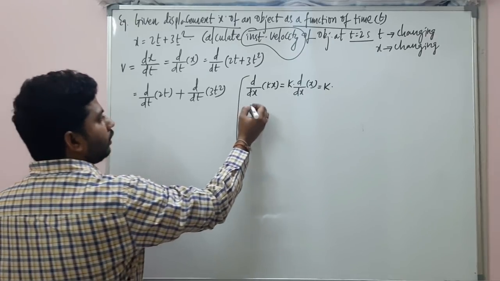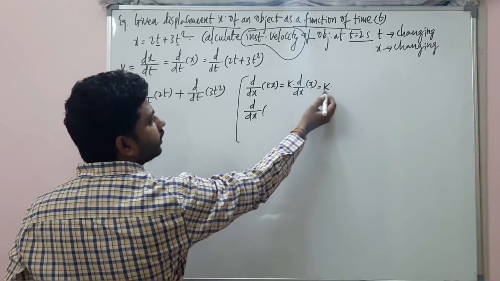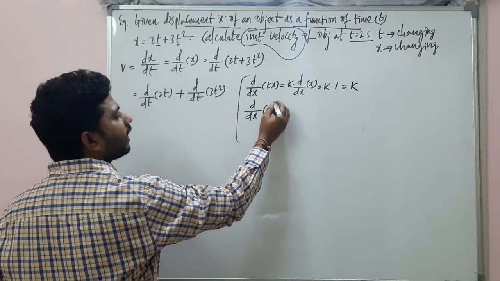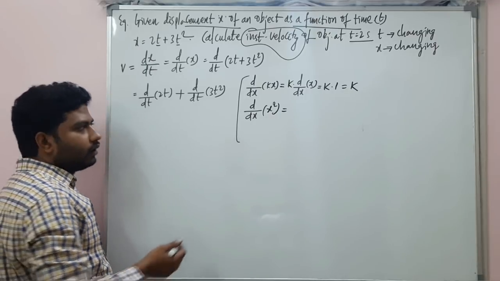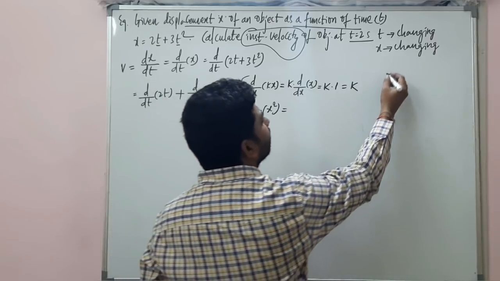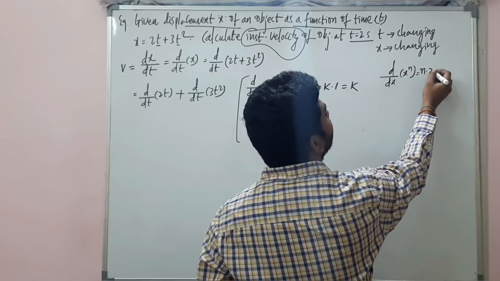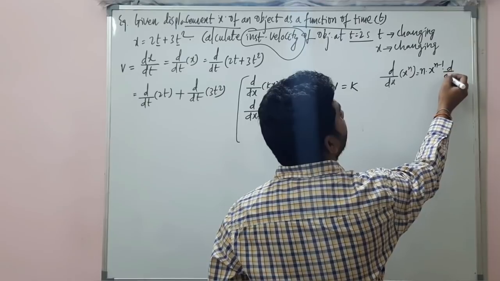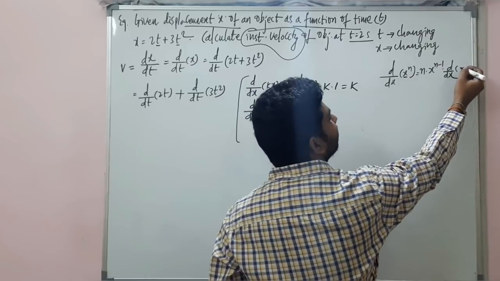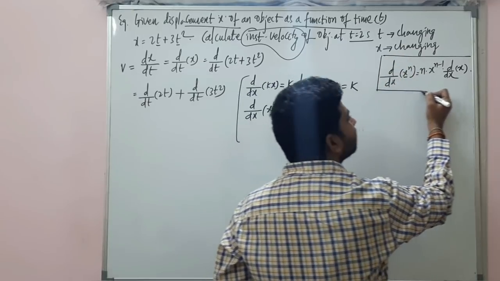Now, d by dx of x is 1 already, I told you. D by dx of x square, my dear students, is in the form of d by dx of x to the power n, right? So I'll write here: d by dx of x to the power n is equal to n into x to the power n minus 1 into d by dx of whatever is in the base, so that value we need to differentiate. This is the formula for d by dx of x to the power n.